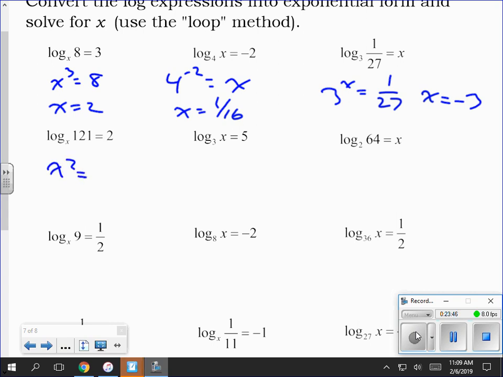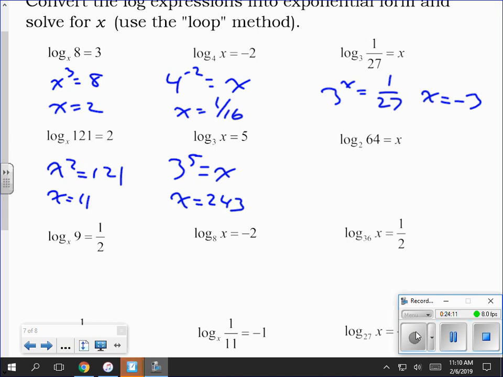X squared equals 121. What number squared is 121? 11, so x equals 11. 3 to the 5th is equal to x, 243. X equals 243.